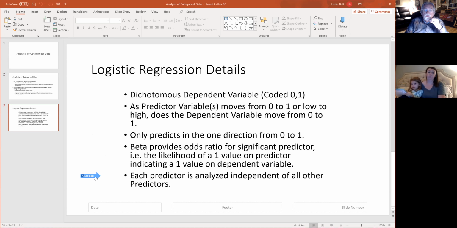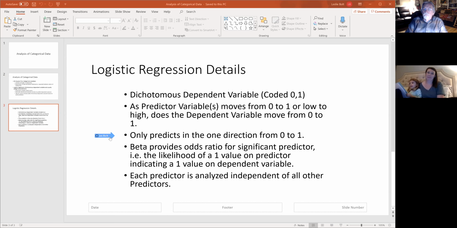that technique. And so the details of logistic regression: the dependent variable has to be dichotomous. It's always coded 0 and 1. We can reverse those codings if we need to. Predictor variables move from 0 to 1 or low to high. Does the dependent variable move from 0 to 1? It can only predict in that one direction, from 0 to 1. It can't predict backwards. It can't predict in a negative direction. If we think there's a negative outcome that's significant, we have to recode and run the analysis again.